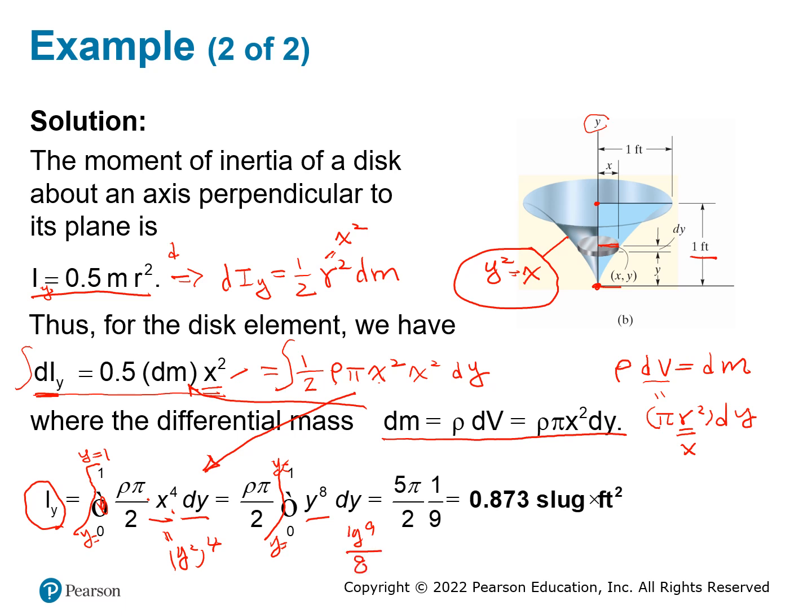And we integrate this from 0 to 1, and we multiply everything outside, which is 2 rho pi here. And you will get this equation right here. And that is how we find the final solution, which is equal to 0.873 slug times ft squared.